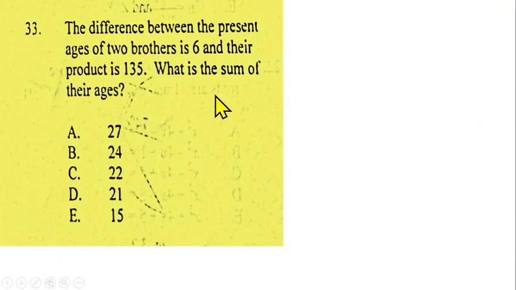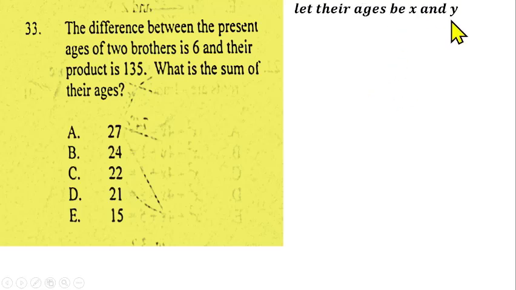Question number 33, still on word problems that lead to simultaneous equations. The difference between the present ages of two brothers is 6 and their product is 135. What is the sum of their present ages? The question is just like one of the questions that we have solved today in this video.